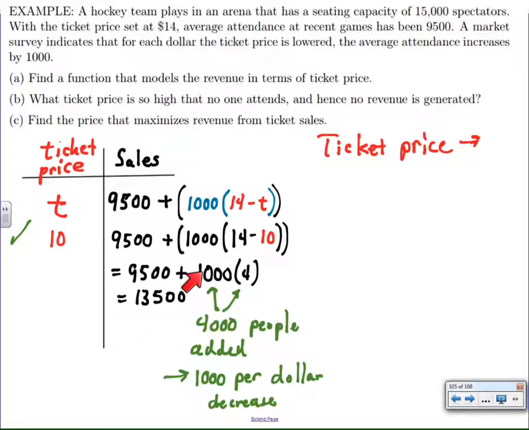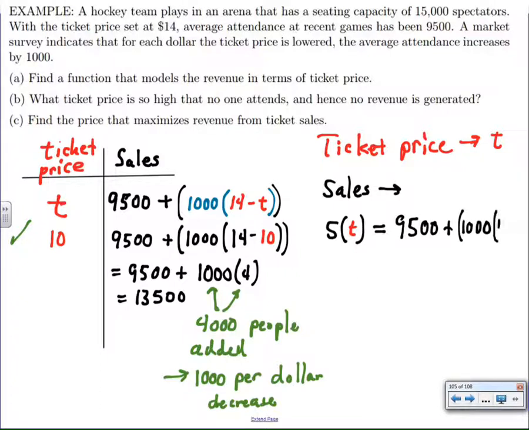And what I recognized is that at a $10 price, that gives me 4 sets of price decreases. That's 4,000 more spectators in the stand. That's 13,500 people attending at a $10 ticket price. So I now know that the sales I came up with here is valid, but it's kind of a clunky little equation, so I'm going to use my Algebra 1 skills to simplify this.